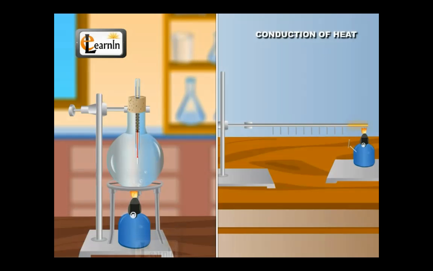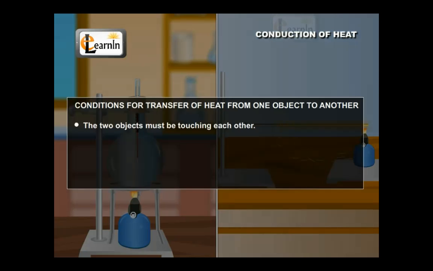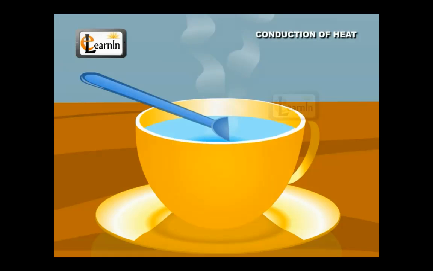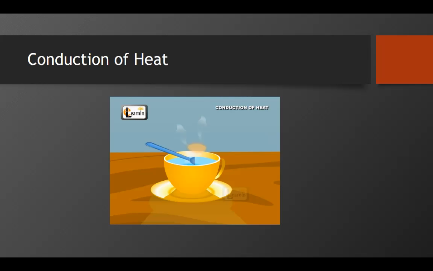Two conditions are to be fulfilled to transfer heat from one object to another by conduction. They are: 1. The two objects must be touching each other. 2. There should be some difference in the temperature of the two objects. Heat transfers from the object at a high temperature to the other which is at a low temperature. When a teaspoon is put in a cup of hot water, these two conditions are fulfilled. Water and the spoon are touching each other. The temperatures are different. So the cold spoon absorbs the heat from the hot water, and so its temperature rises.